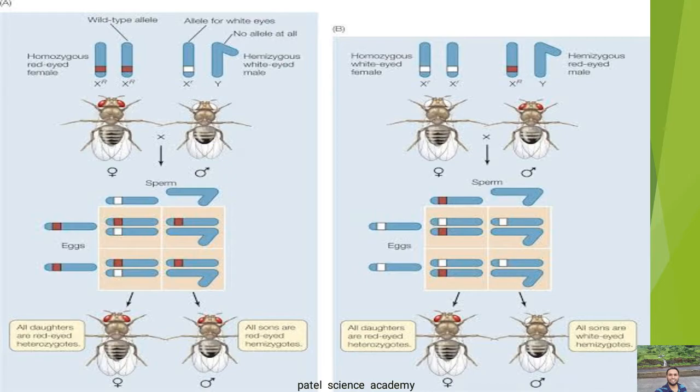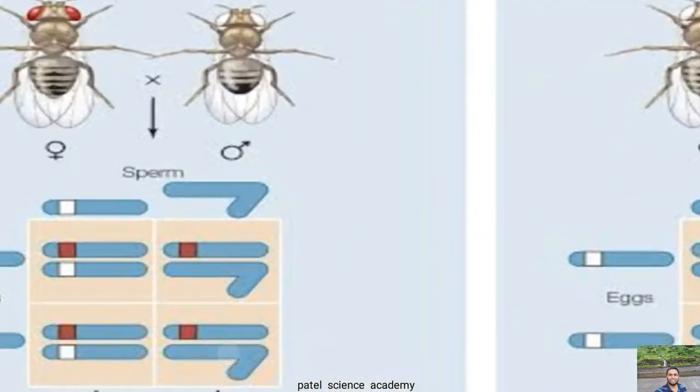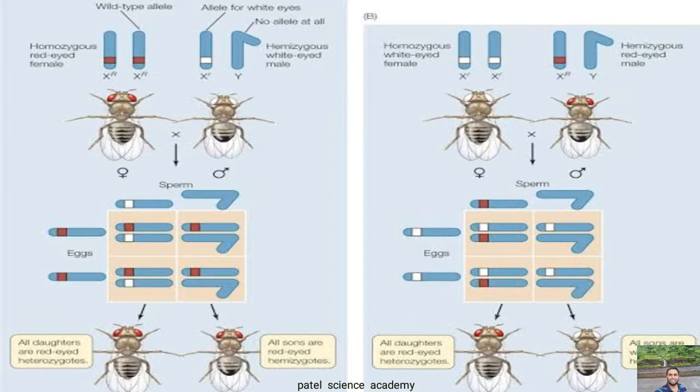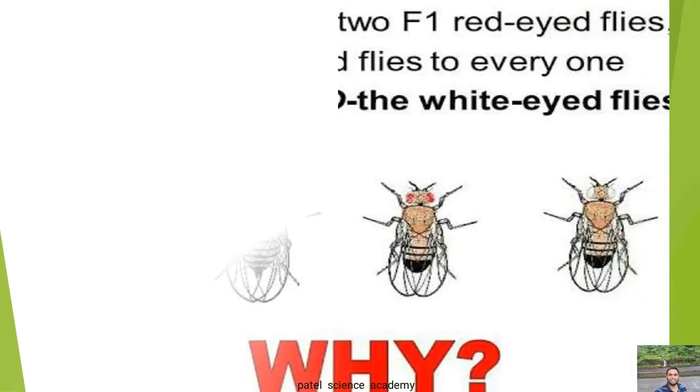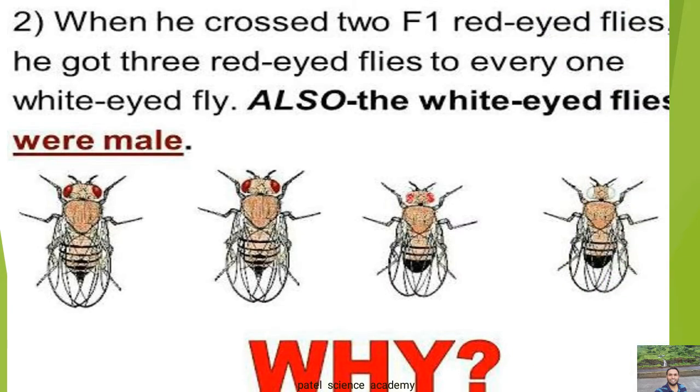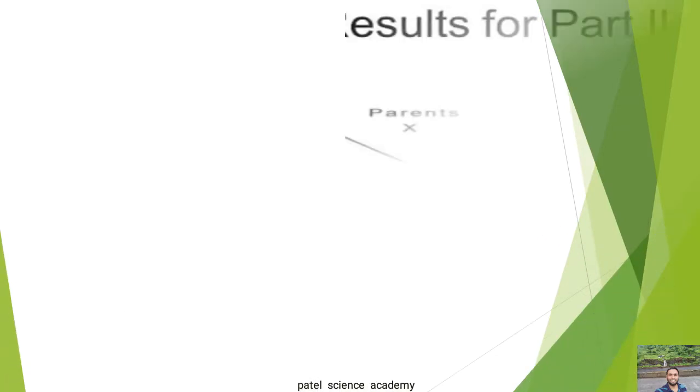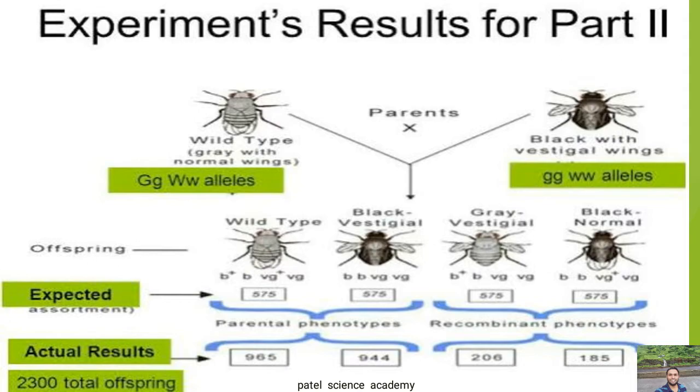So this was the cross done by Morgan and his group, and this shows the crossing over. When he crossed two F1 red-eyed flies, he got 3 red-eyed flies to every one white-eyed fly. Also, the white-eyed flies were male. Why? Because of that crossing over. So the experimental results for Morgan were what you are watching here.